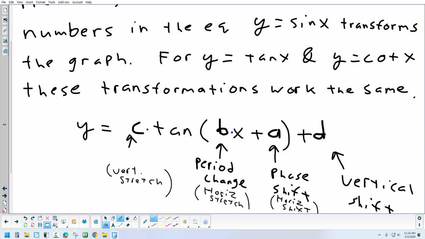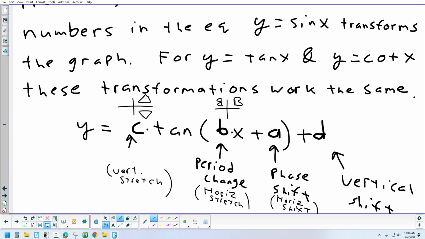What else? Oh yeah, if B or C is a negative number, what does that cause the graph to do? Reflection. Yep, reflection. If B is negative, it's a horizontal reflection. That's an example of a horizontal reflection. If C is negative, that's a vertical reflection. It would look more like that. That's it. I think that's everything.